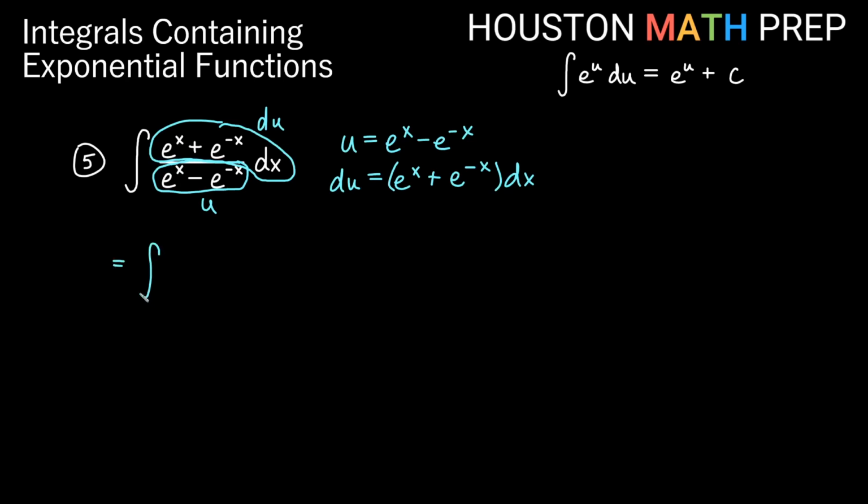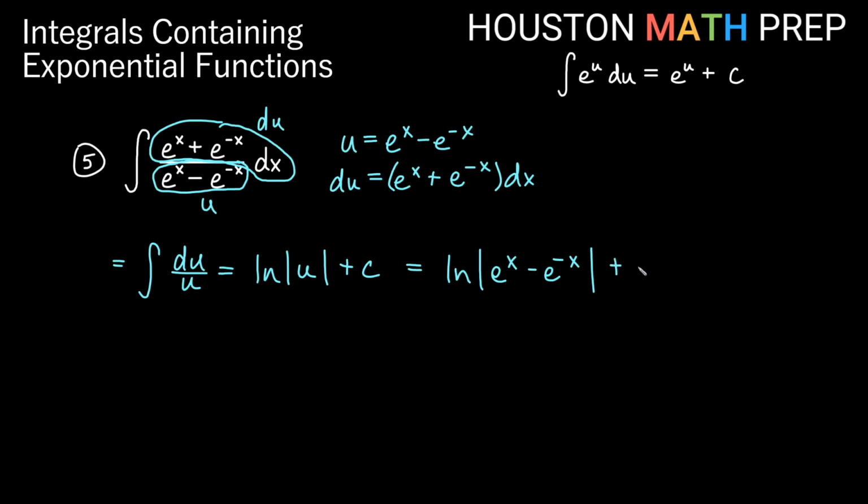So we really get a log rule here. We get du over u for this one. That's going to be ln of the absolute value of u plus c. And then if we replace our u with what we started with, that'll give us ln of the absolute value of e to the x minus e to the negative x plus c.